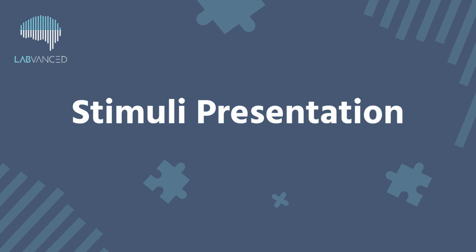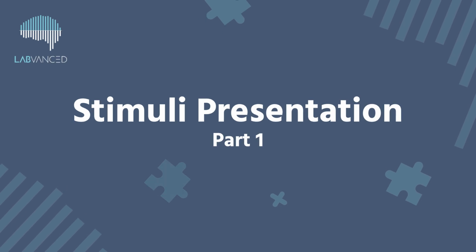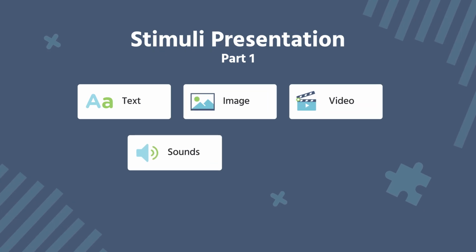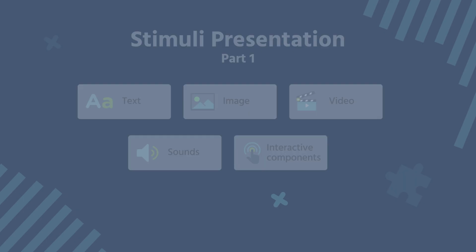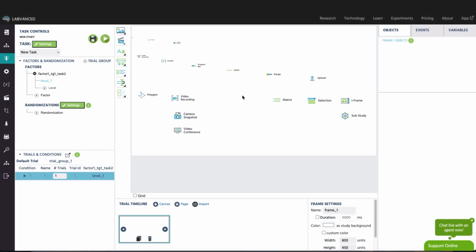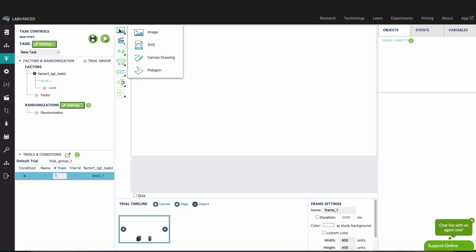In experiments, a stimulus is anything you show or play to a participant, such as text, images, videos, sounds, or even interactive components. In Labvanced, these can be added via objects. Let's add a few image stimuli, but this process can be repeated with almost any element, including audio.